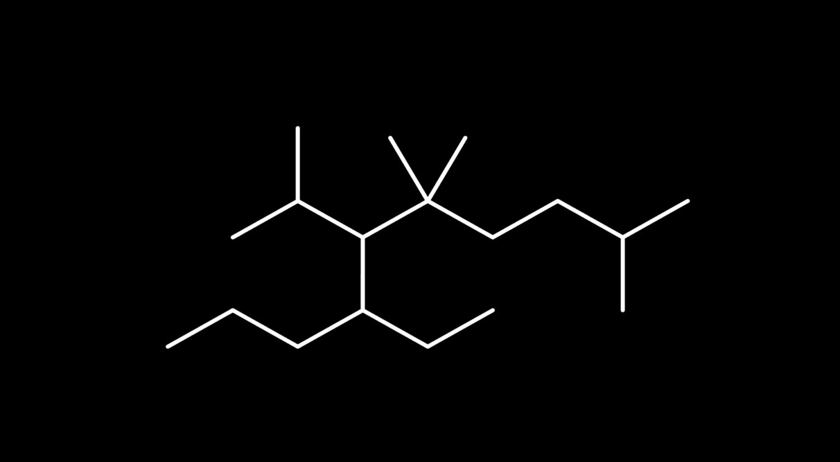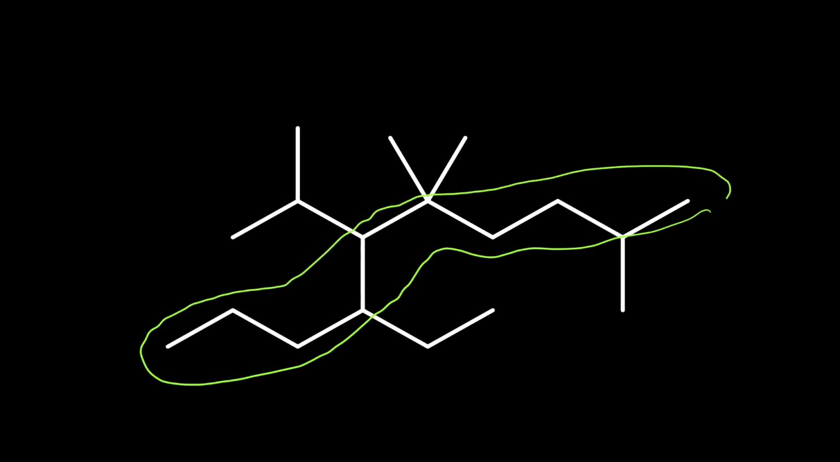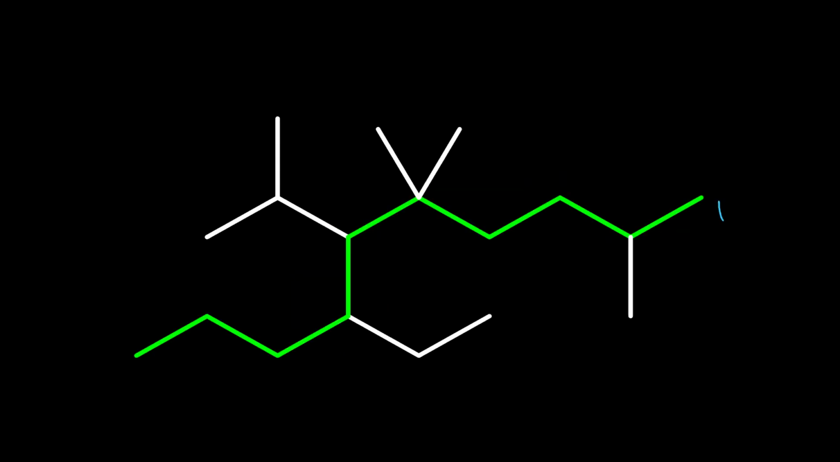Here is the next example. The longest chain we can find in this molecule is this chain. And we have 10 carbon in this chain. So let's see how we can write the name of this compound. From here, the second carbon has a substituent, and from the left side, the fourth carbon. So we need to number the chain from the right side.